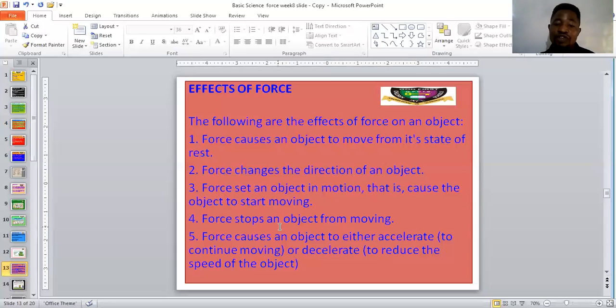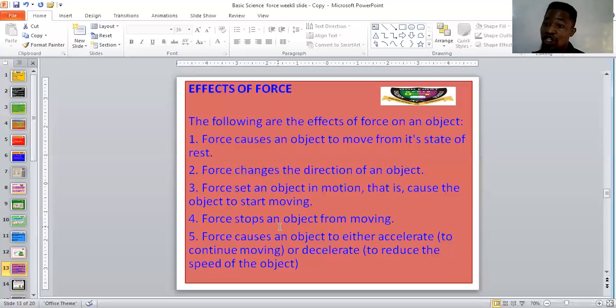And lastly, force causes an object to accelerate. To accelerate means to continue moving faster. Now, in your dad's car or your mom's car, there is something called a gear, and we also have an accelerator. If you're driving a car, the more you apply the accelerator, the faster the speed of the car.